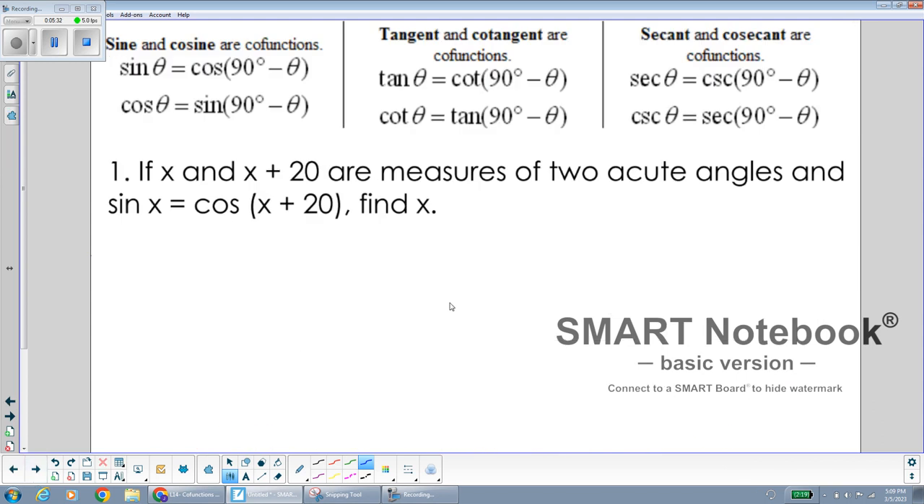So let's do an example using this fact that sine and cosine are cofunctions. If x and x plus 20 are measures of two acute angles, and sine of x equals cosine of x plus 20, find x. Since sine and cosine are cofunctions, we know that they're equal when their angles add to 90 degrees.